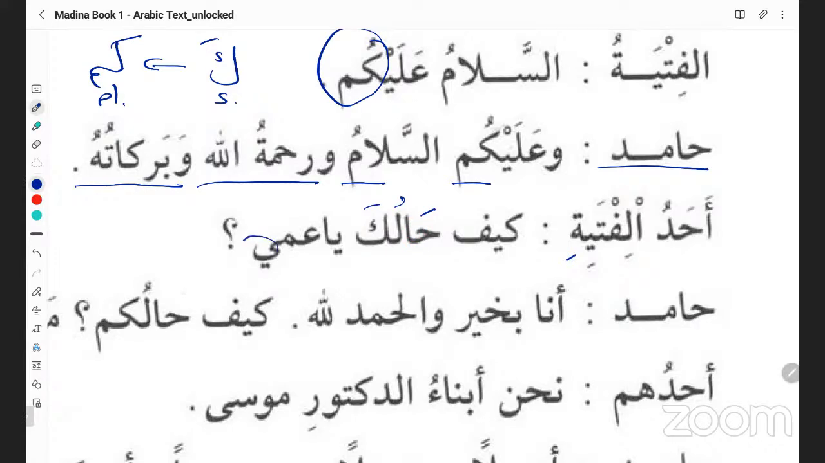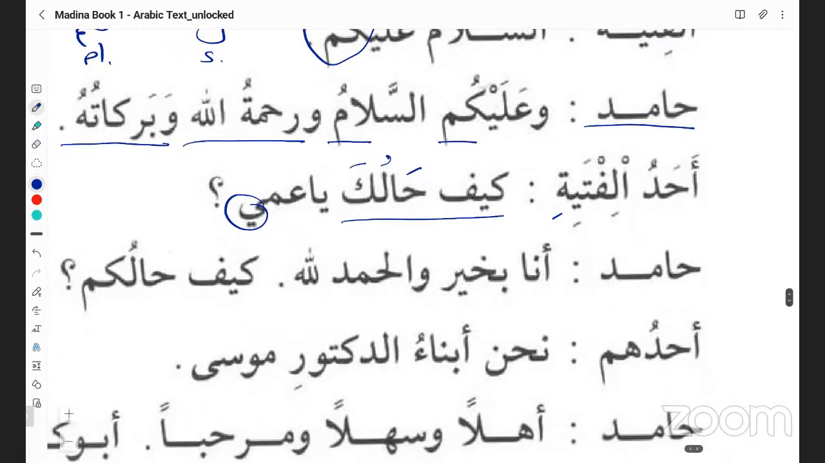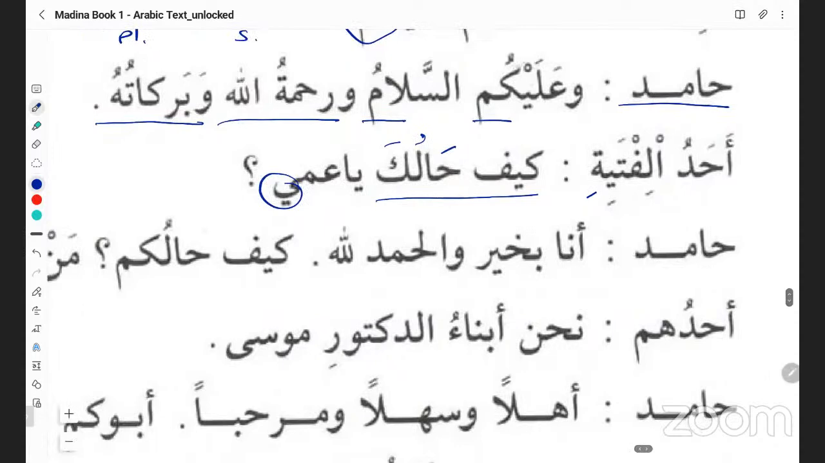We saw that ammi means my paternal uncle, and khal is maternal. So ammi, oh my paternal uncle. And we said that we say how is your condition, but generally when we speak we say how are you. So kayfa haluka means how are you, or the direct translation will be kayfa, how is your condition, oh my paternal uncle. Hamidun speaks and says, Ana bi khairin.